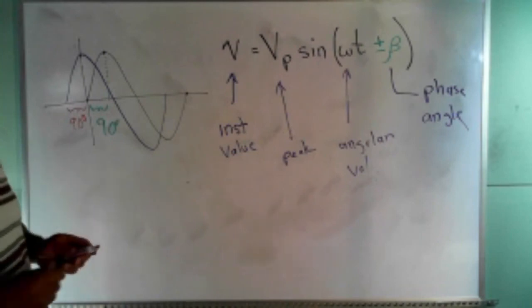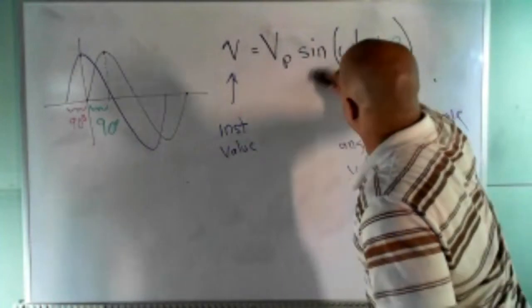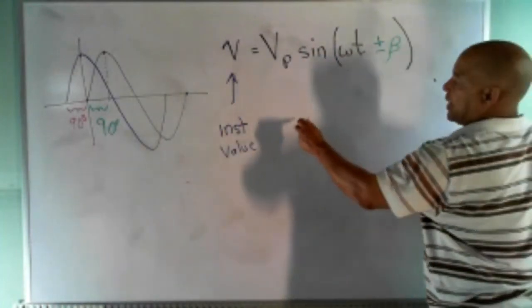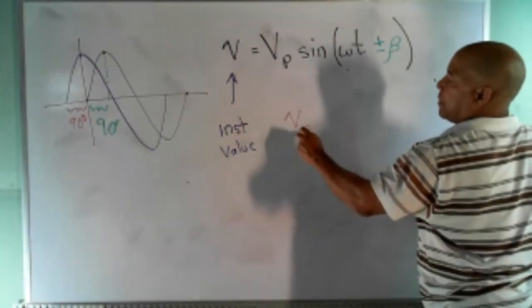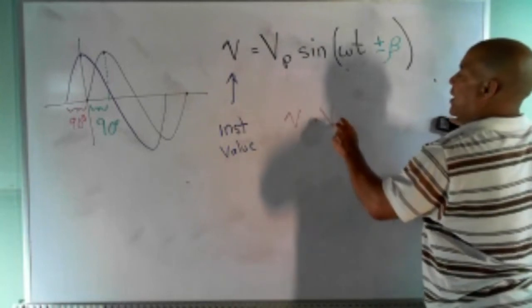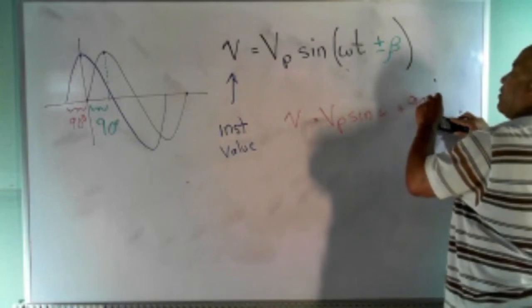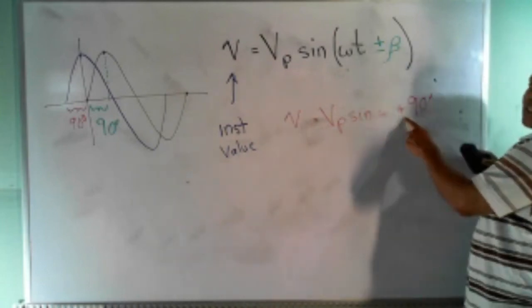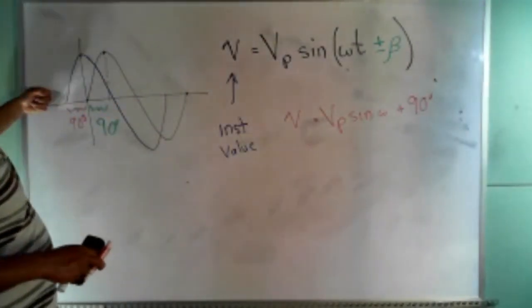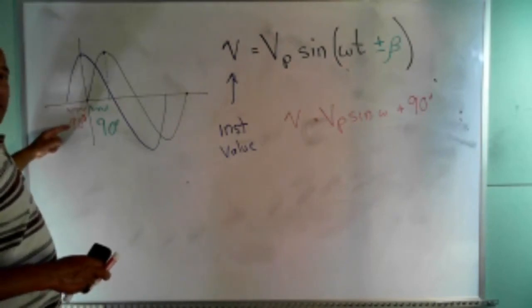Now you got to be careful here because, let me show you. Notice I have a plus minus sign there. So if I say V equals V P sine theta plus 90 degrees, if that's a plus sign, what that means is I took the sine wave and I pulled it back this way. I pulled it in the negative direction. And that would be a phase angle, a plus phase angle.